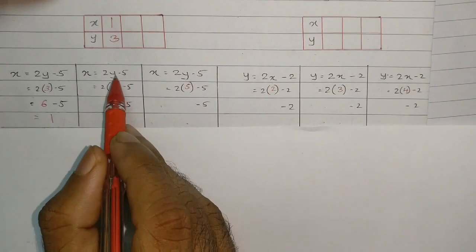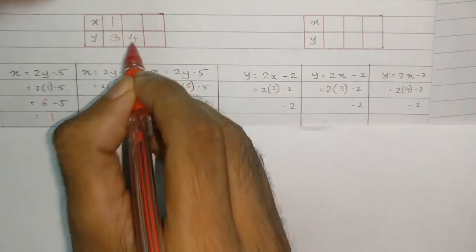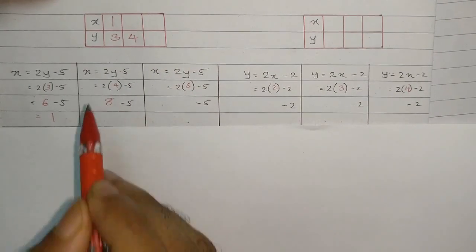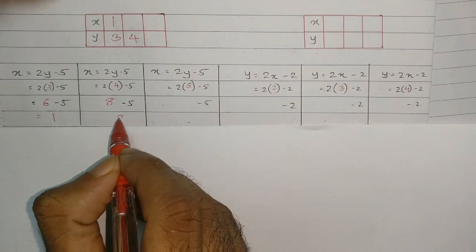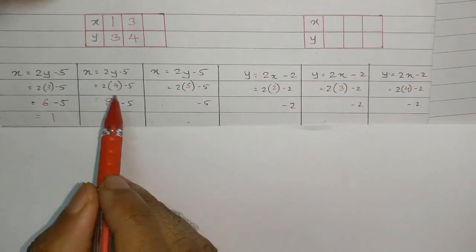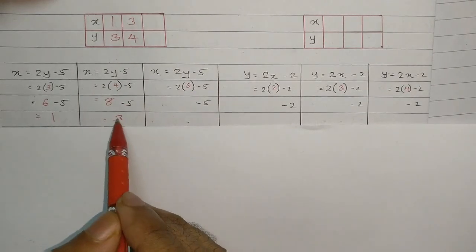Same way, I have taken my y value as 4. So I will write immediately y value as 4. This will become 2 4s are 8. 8 minus 5 will give me 3. So I will write 3. If I substitute my y value as 4, my x value is 3.